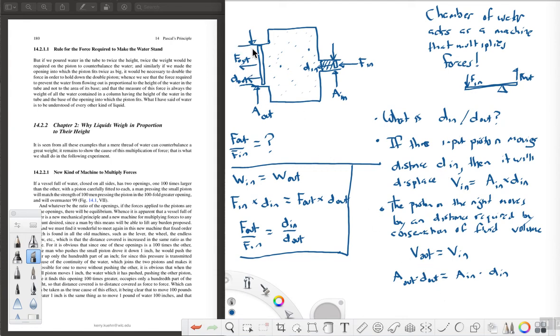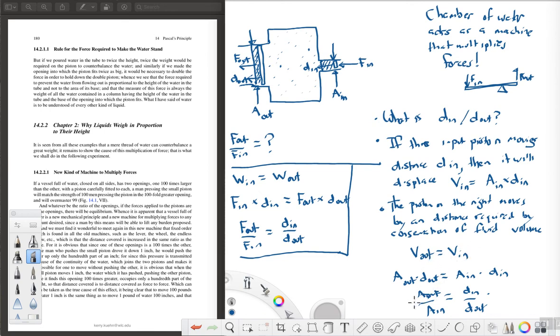So if this one moves, it's going to move a smaller distance, of course, because it's got a larger area. So this volume right here has to be equal to that volume right here. That's going to give us a way of calculating how far the output side moves. So in other words, this is going to allow us to find the ratio d in over d out. It's going to be the same as A out over A in, right? So this formula that we've developed strictly follows from the idea that the amount of volume that disappears on the input side has to appear on the output side.